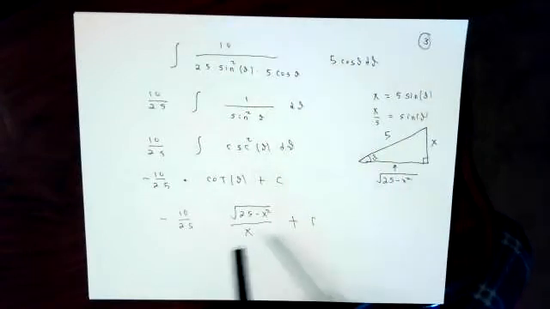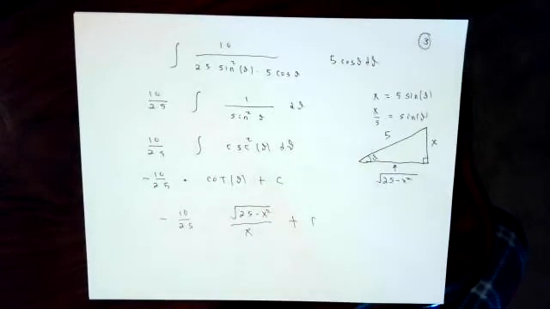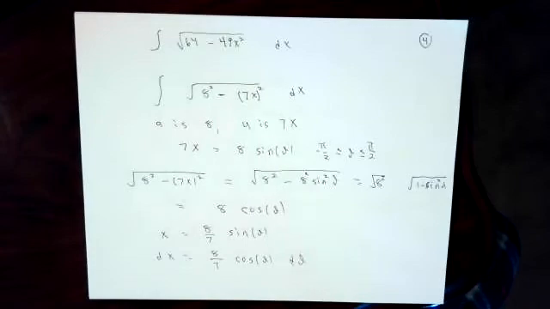So I end up with the square root of 25 minus x squared over x, and then add the constant of integration in. A slightly more complicated problem. I want to find an antiderivative for radical 64 minus 49x squared.